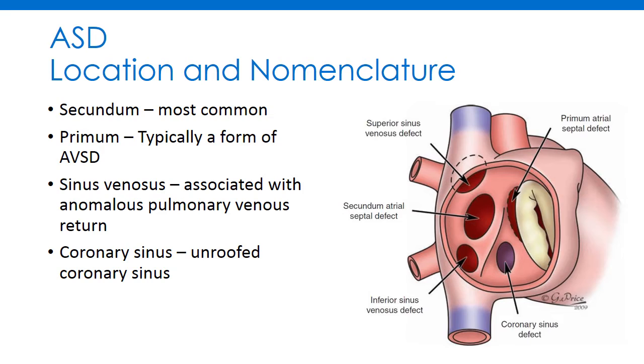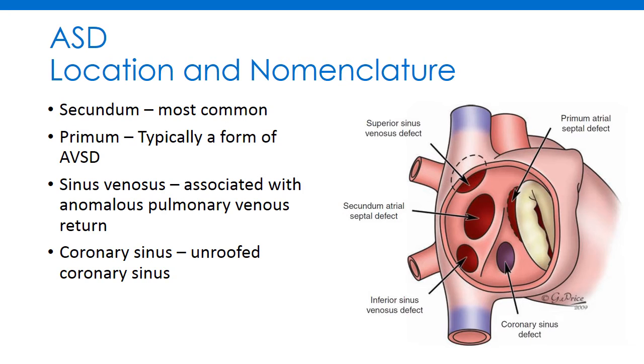Once again, similar to VSD, we base how we discuss ASDs on their size and where in the atrial septum they are located. Secundum defects are basically kind of right... This is a picture, kind of a cross section. Sorry, it's a little bit tough to understand.